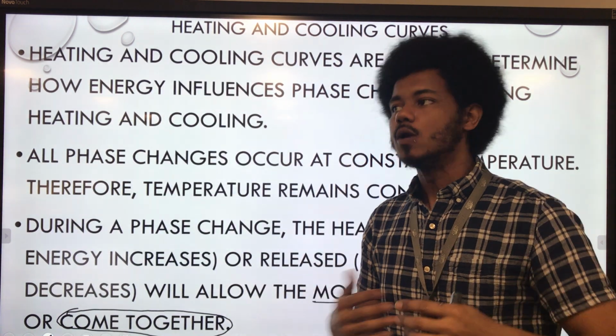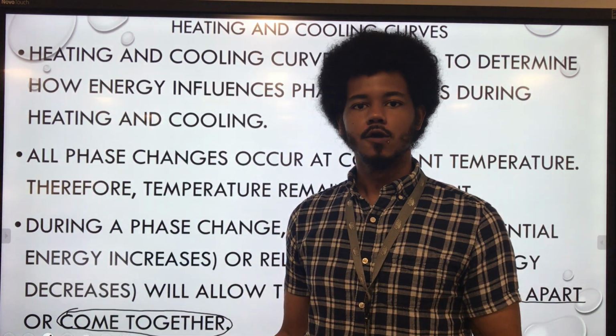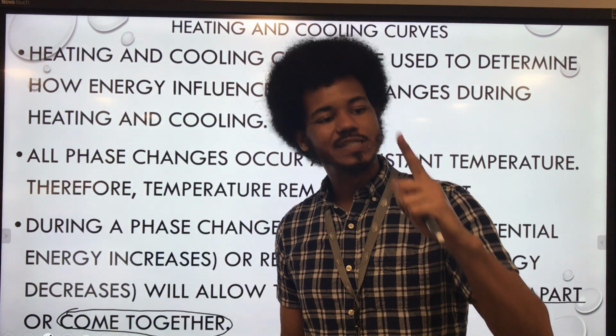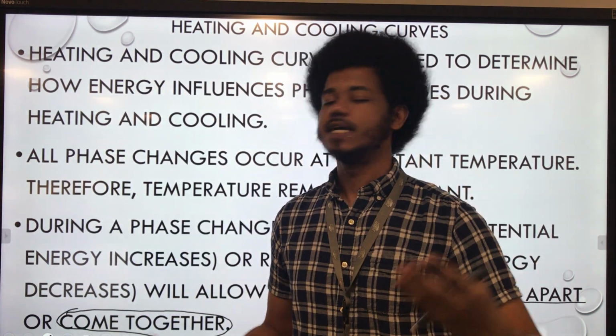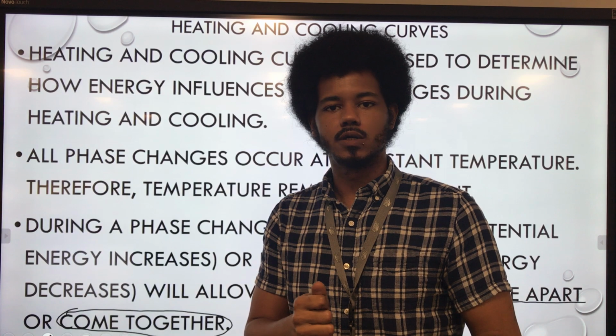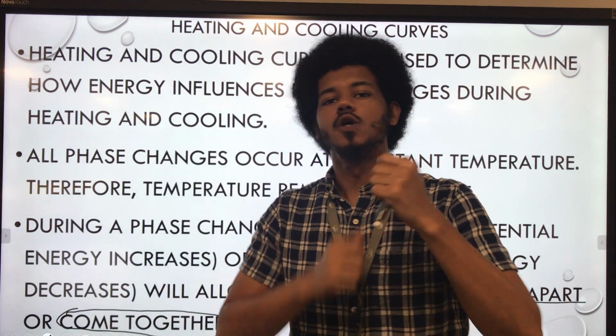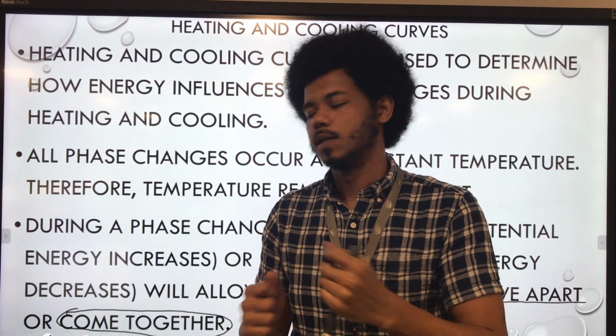Okay? So again, during a phase change, the energy is being used to make the particles move away or come together. Now, for that part of the graph where the temperature is increasing, remember, that just means that the particles are moving around more. So a temperature increase means more particle movement, okay? So there's that.